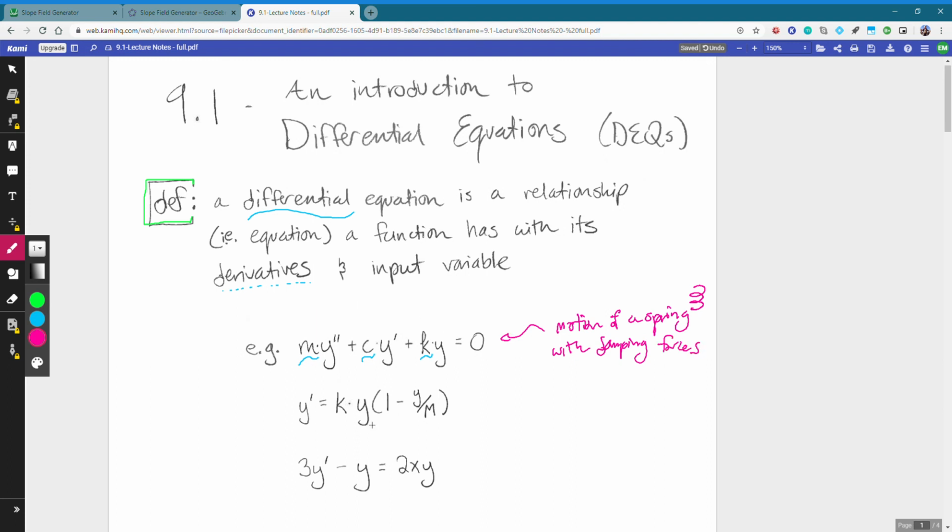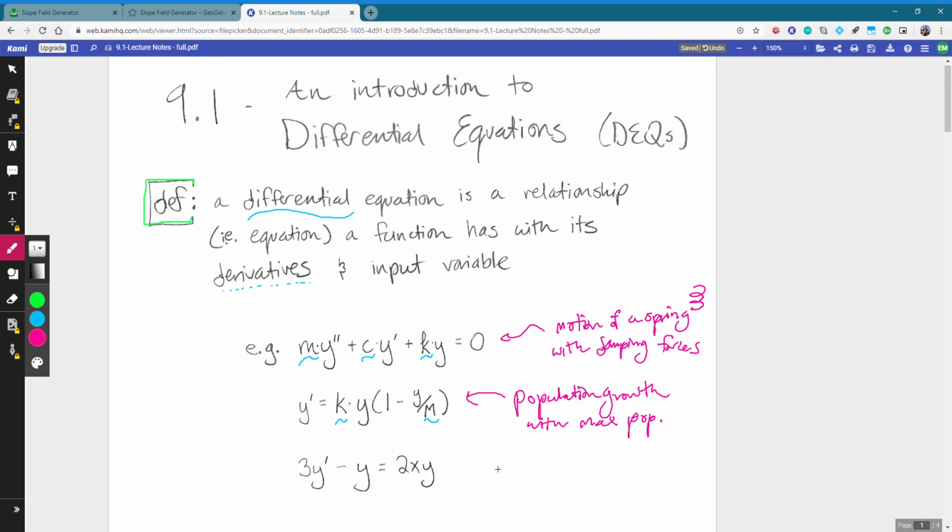The second differential equation down here, we're imagining that this little k and this big M are numbers. It turns out that this equation comes up thinking about population growth. In the specific case where our population is growing, where it can't grow without bounds, something in the environment puts a cap on the population. So somehow with a max population, or carrying capacity it's called.